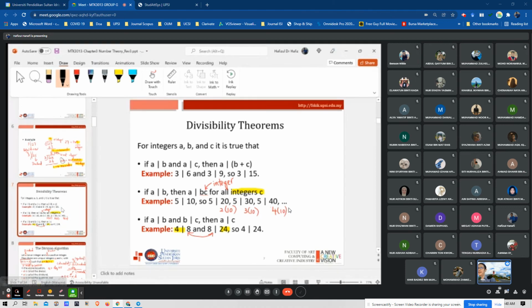For example, we have 3 divides 6 and 3 divides 9, so 3 divides 15. Also, if a divides b, then a divides bc for all integers c. For example, we have 5 divides 10, so 5 divides 20, which is 2 multiplied by 10, and 5 divides 30, which is 3 multiplied by 10, and 40, which is 4 multiplied by 10, and so on. This one is the divisibility theorem.